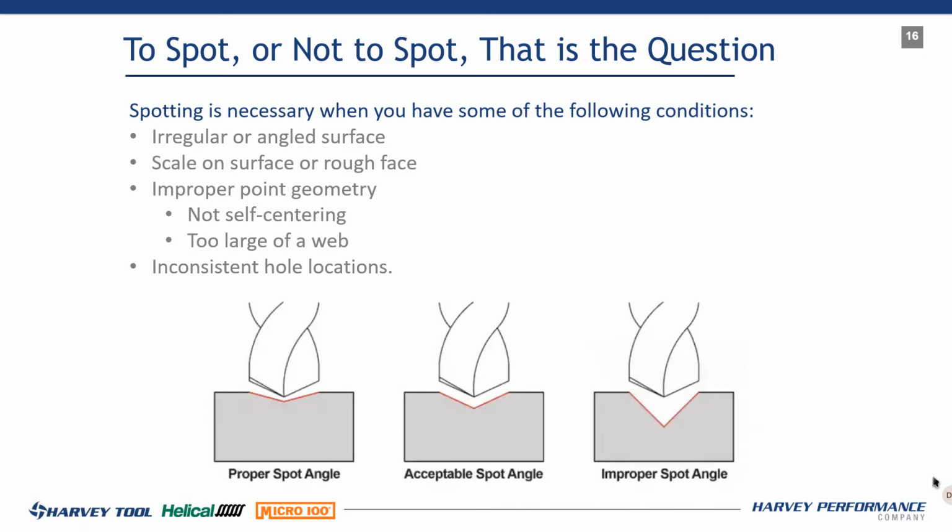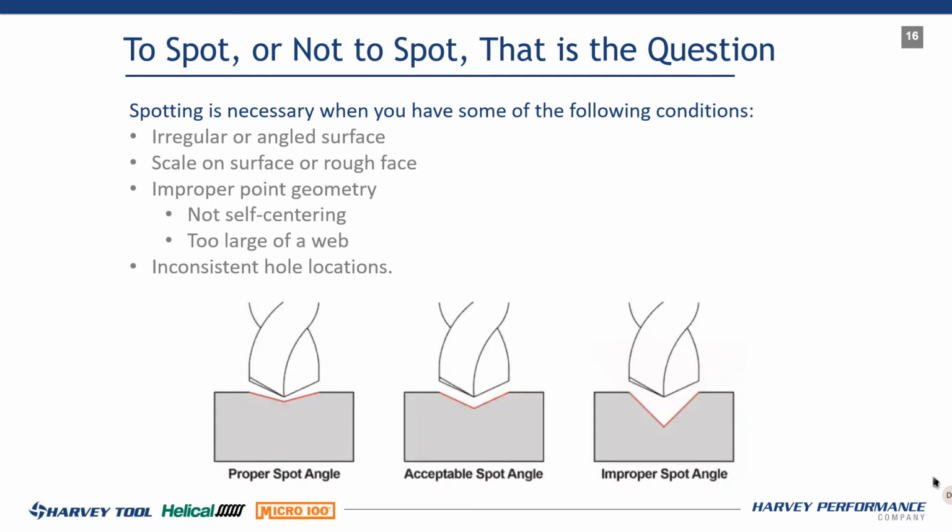Inconsistent hole locations. Let me explain what this means real quick. If you're drilling holes and you are getting inconsistent hole accuracy when you're checking them, you don't just drill a hole and assume it's good and you check it. Spotting might actually help give the consistency in the hole. So when you're looking at using a spotting drill, the key to using a proper spotting drill is finding one that has a flatter point angle than the angle that's on your drill.